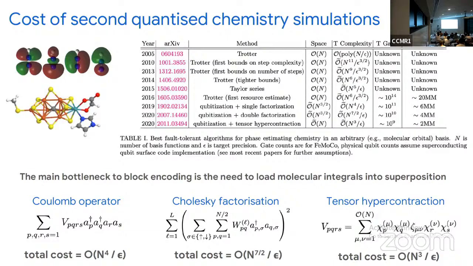There's been a whole sequence of successive works on the simulation complexity in quantum algorithms, starting with n to the 11 or n to the 9, and that's polynomial, but since it's such a large power, that's going to be intractable complexity on a quantum computer, down to, say, n to the 3rd for our work on tensor hypercontraction.